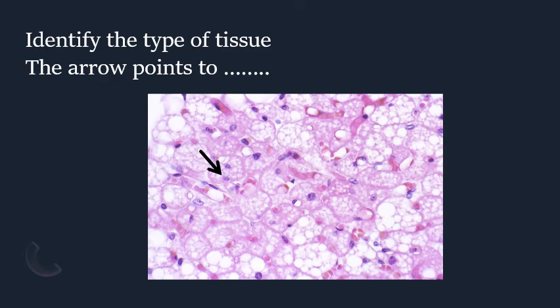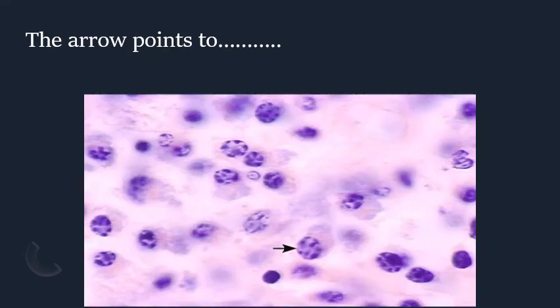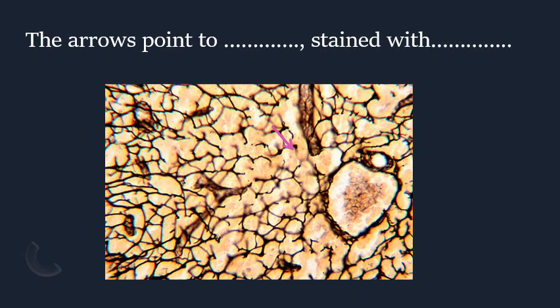Identify the tissue. Brown adipose connective tissue. Type of tissue is irregular white fibrous connective tissue. The arrow points to fibroblast. What is this? Plasma cell with a characteristic clock face appearance. Here is the reticular connective tissue stained with silver.